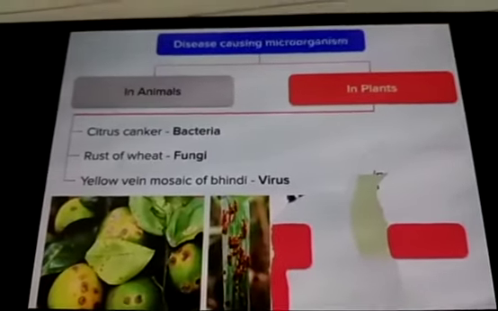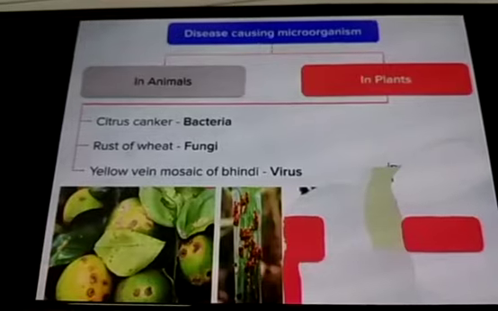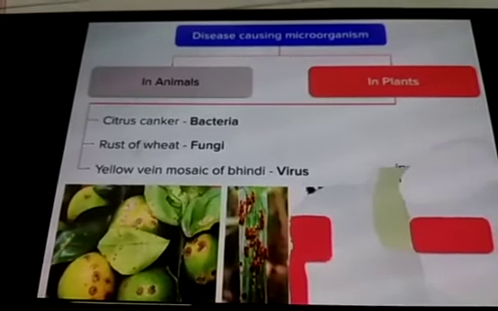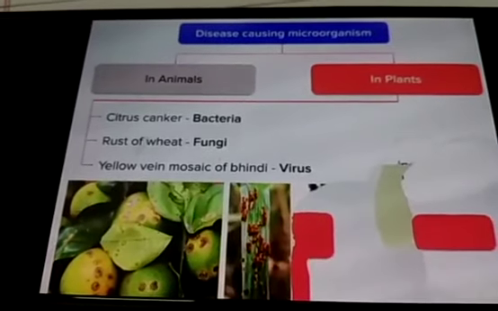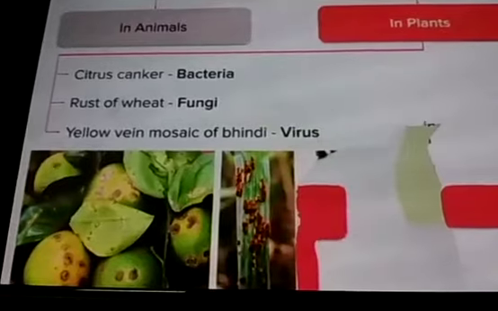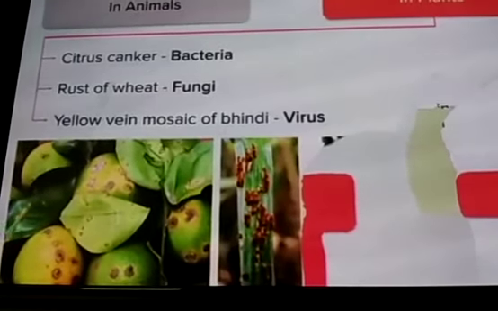Then the third one is yellow mosaic of bhindi. You can see the colors on the leaf. Even that is a kind of plant disease. Becoming yellowish and patches. You can see in the picture how the leaves have turned. Right, so that is nothing but a virus, and it gets spread through insects.